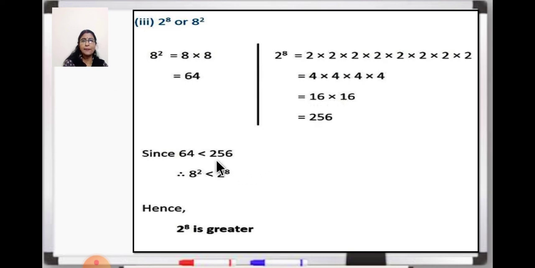So now when you compare, 256 is greater than 64. Now in place of 64 we will write 8 square. In place of 256 we will write this one, 2 to the power 8. So 2 to the power 8 is greater. So this way you can compare any number which will be given in exponential form.